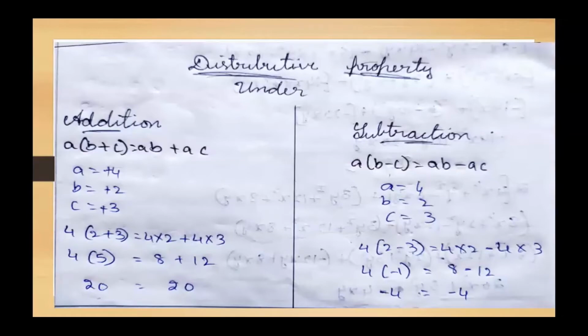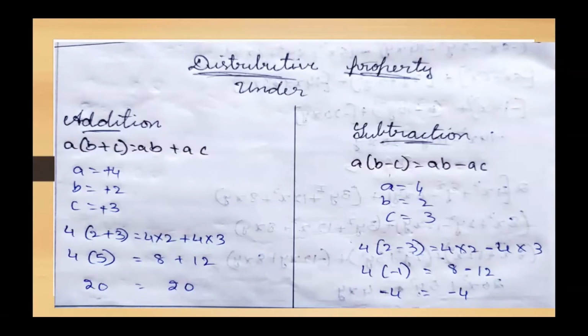Distributive property under addition: A into B plus C is equal to AB plus AC. Suppose A equals 4, B equals 2, C equals 3. Then 4 into 2 plus 3 is equal to 4 into 2 plus 4 into 3. 4 into 5 is equal to 8 plus 12, so 20 is equal to 20.